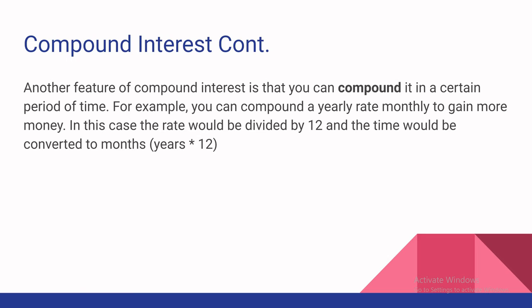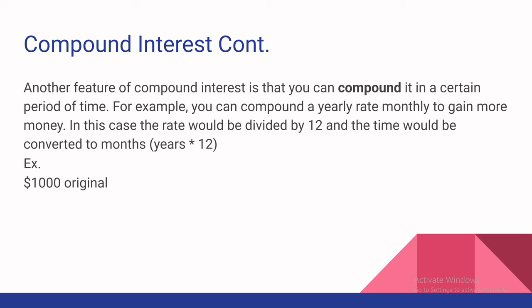Another feature of compound interest is that you can compound it in a certain period of time. For example, you can compound a yearly rate monthly to gain more money. In this case, the rate would be divided by 12, and the time would be converted to months, otherwise known as years times 12. So let's take a look at another example.